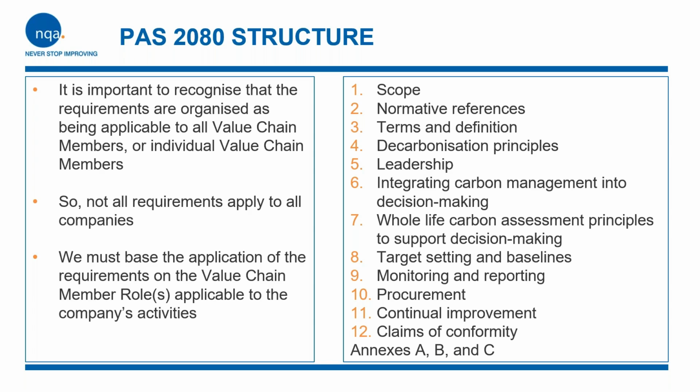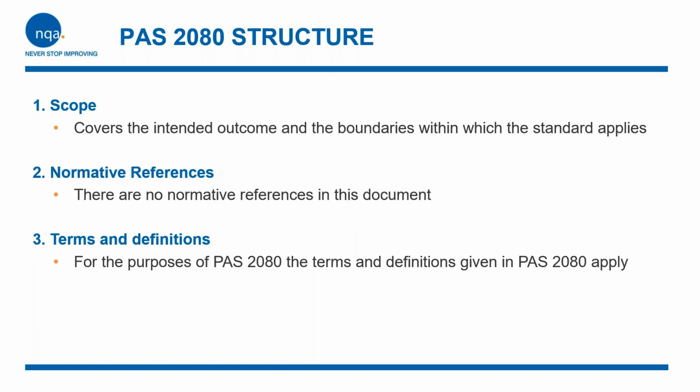Some of the headings here, for example, Clause 1, Scope, Clause 2, Normative References, Clause 3, Terms and Definitions, Leadership, Continual Improvement. These are all terms that you'll be familiar with potentially from other ISO standards if you're involved in them. So let's have a quick look at the actual requirements of each clause themselves. Clause 1 is around scope and just covers the intended outcome and the boundaries. Clause 2 is about the normative references, which are mandatory references which you must use, but there aren't any in this document. And then Clause 3 gives us terms and definitions.